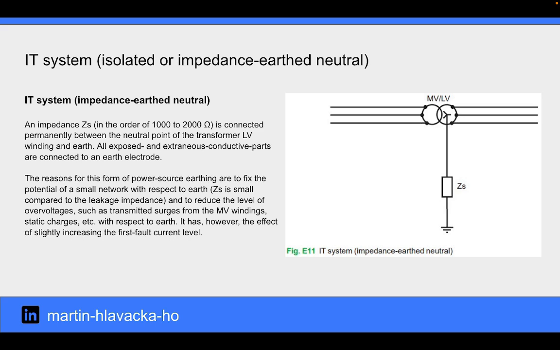In an IT system with impedance earthed neutral, an impedance ZS is connected permanently between the neutral point of the transformer LV winding and the earth. All exposed and extraneous conductive parts are connected to an earth electrode. The reasons for this form of power source earthing are to fix the potential of a small network with respect to earth and to reduce the level of overvoltages, such as transmitted surges from the MV windings, static charges, etc., with respect to earth. It has, however, the effect of slightly increasing the first fault current level.